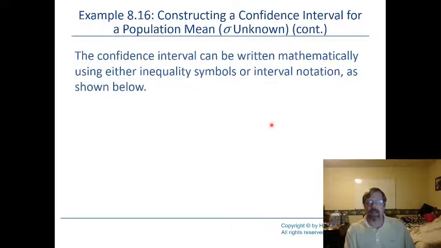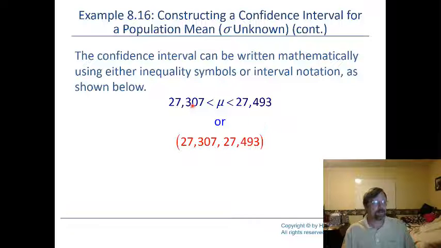It can be written either with less than signs or as a range like so. If you're writing it as a range with interval notation, it might be clearer to leave off the commas because that looks like a string of 5 numbers instead of 4 numbers.